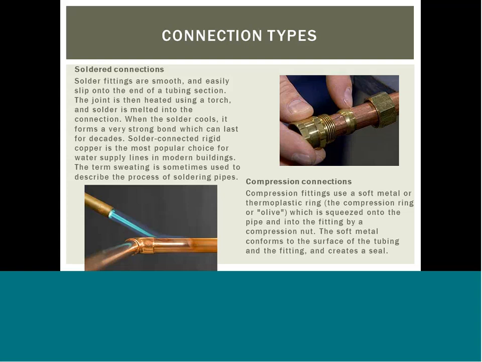Compression fittings use a soft metal compression ring or thermoplastic ring which is squeezed onto the pipe and into the fitting by a compression nut. The soft metal conforms to the surface of the tubing and the fitting and creates a seal.